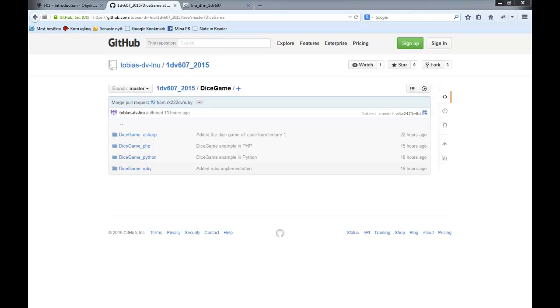So feel free to add them, and I took a quick look at them, and they look absolutely fine. So if you would like to look at how this looks in Ruby or Python or PHP, you can take a look at it. It's very, very similar. So feel free to add more implementations as we go along.